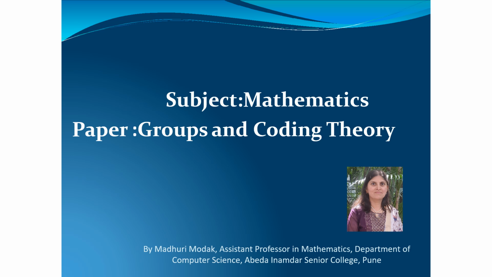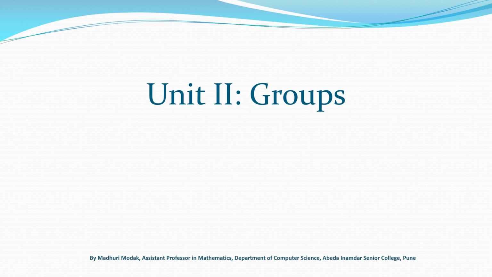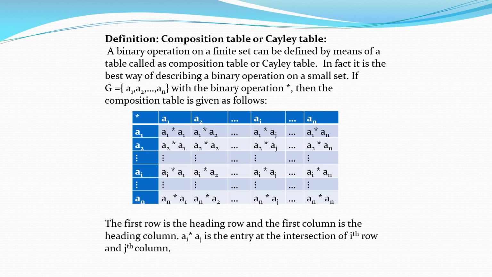In the subject Mathematics, Groups and Coding Theory is a very important paper. In Groups and Coding Theory, we have already seen the first unit. Now we start with the second unit, that is, groups under multiplication.